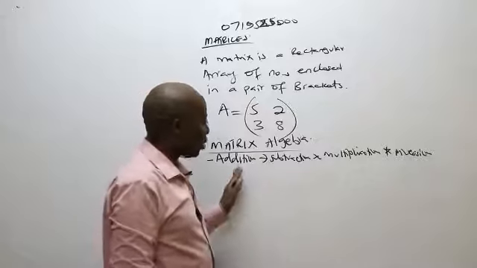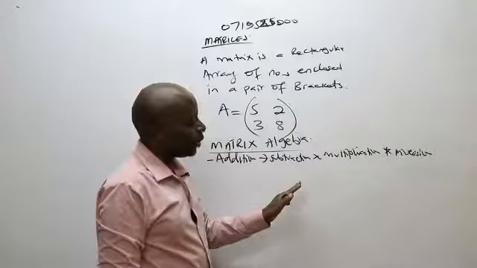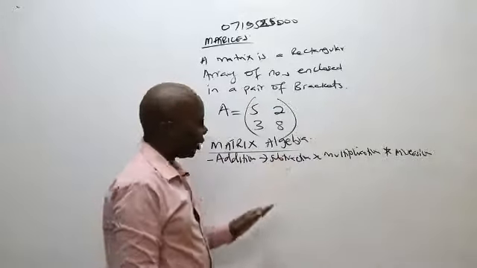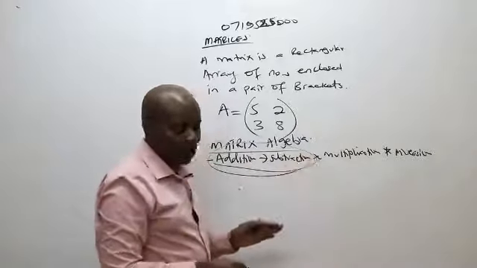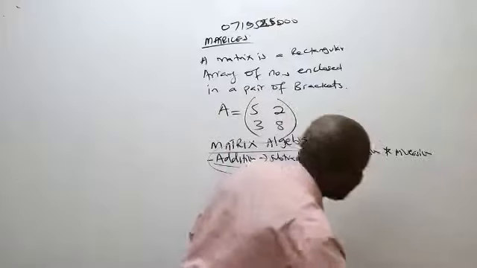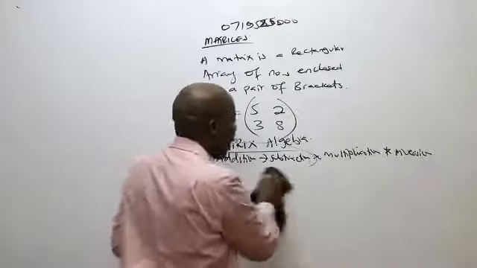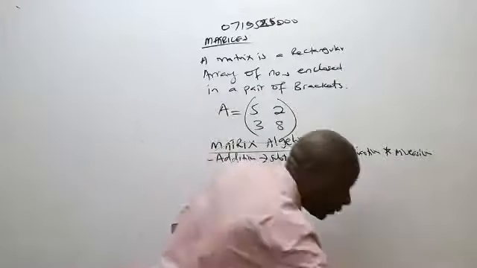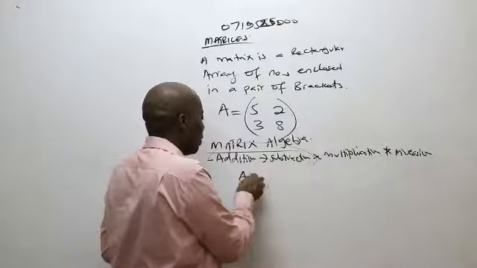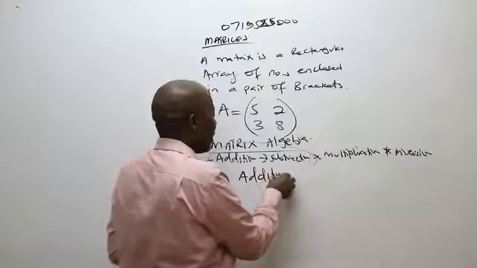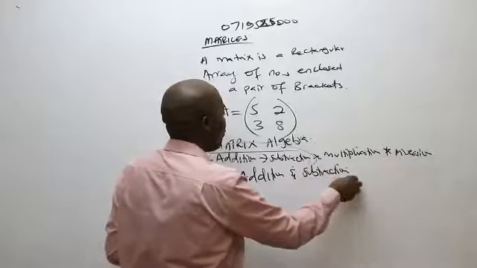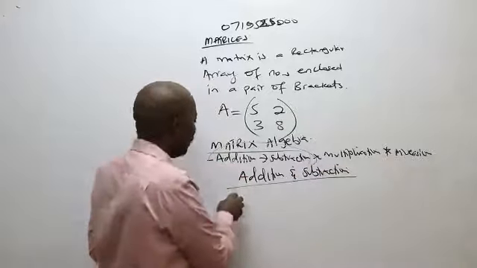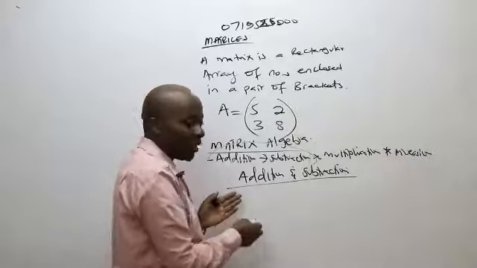So these are the four operators. We have addition and subtraction, multiplication, and inversion. We shall combine the first two because they normally follow the same rules. So right there for us, the title is addition and subtraction of two matrices. Ladies and gentlemen, we'll straight away dive into an illustration.